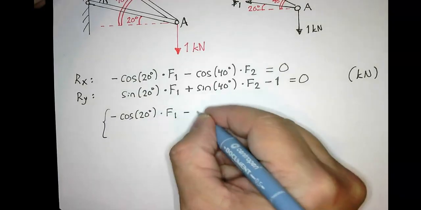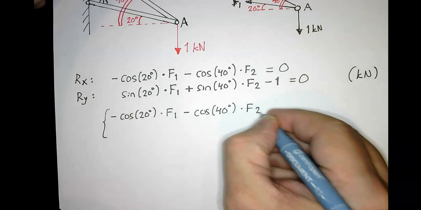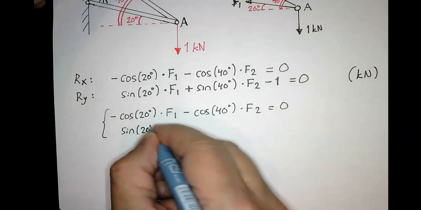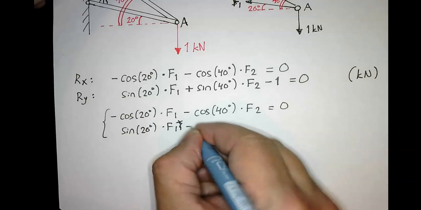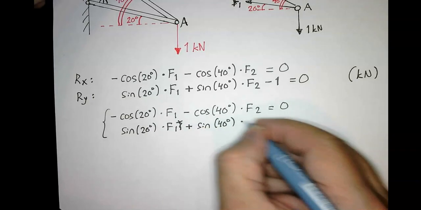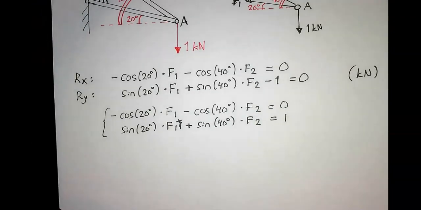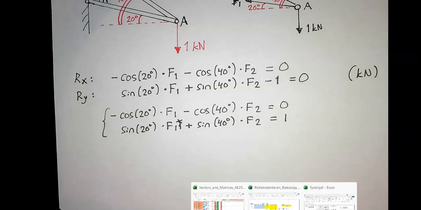So I will write this a little bit modified. In the second equation I will move that number 1 to the right hand side. So this is our equation that we will use in the Excel. And now I try to find that Excel sheet again.